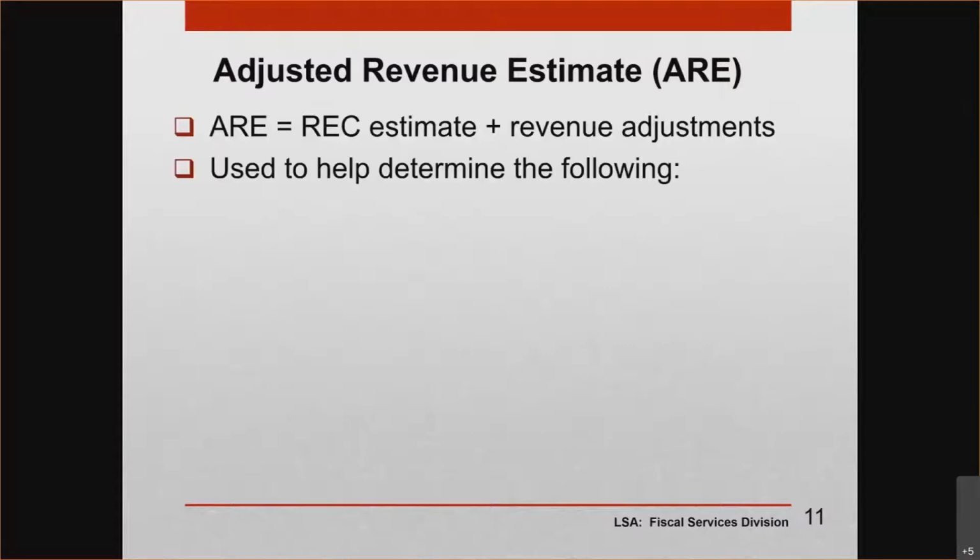The adjusted revenue estimate is used to help determine some key things in the budget. And they include, and we'll talk about these in more detail in a minute, the expenditure limitation.